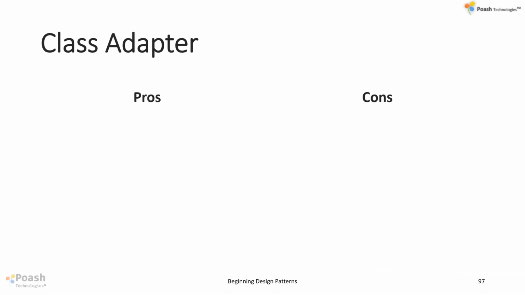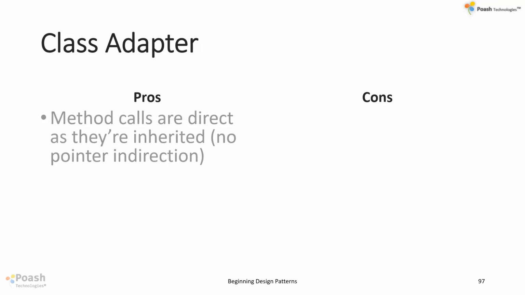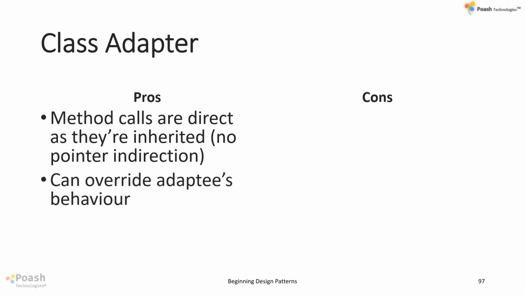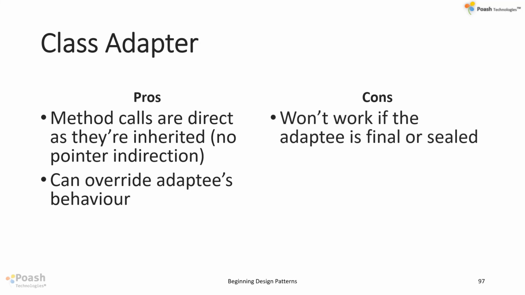Let's see what are the pros and cons of the class adapter. The calls to the methods of adaptee through the adapter are direct because the methods are inherited in the adapter, so there is no pointer indirection. Because class adapter uses inheritance, it can override adaptee's behavior. This is not possible through object adapter. But this leads to a disadvantage. If the adaptee is a final or sealed class, then you cannot use the class adapter. Final or sealed classes cannot be inherited.